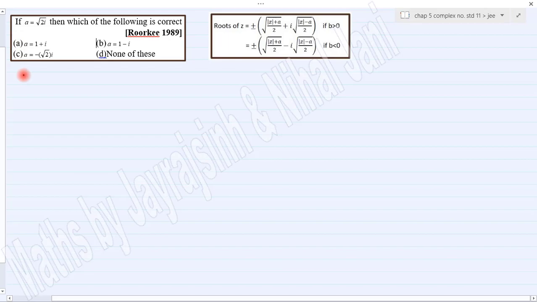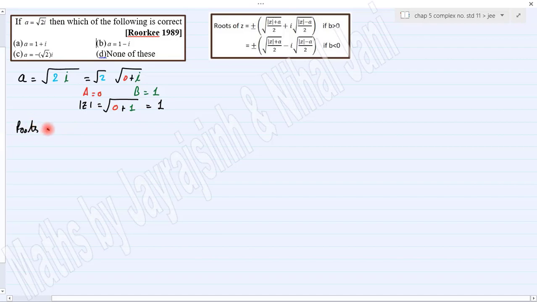In this question, we have to find a complex number a which is equal to under root of 2 into under root of i, or we can say 0 plus i. Now, to get the root of this complex number, we need its real part, which is 0, and imaginary part, which is 1. And we are also going to need the modulus of our complex number, which will be under root of real part square plus imaginary part square, or we can say 1.